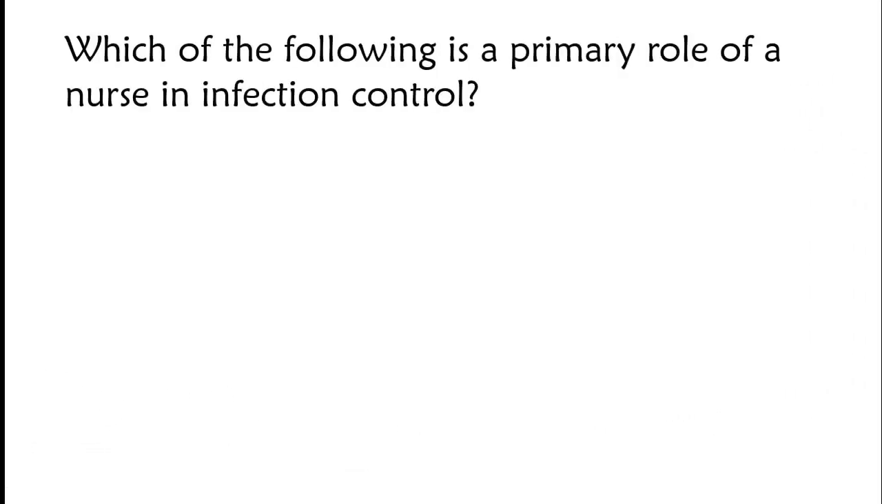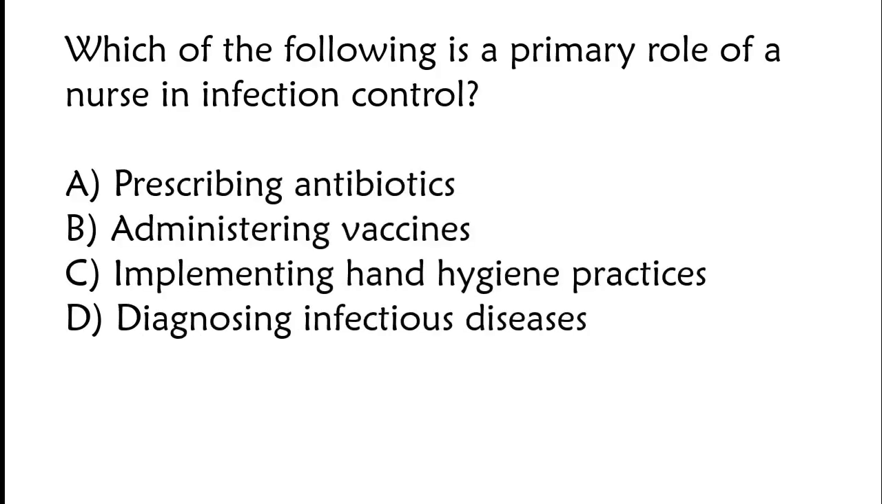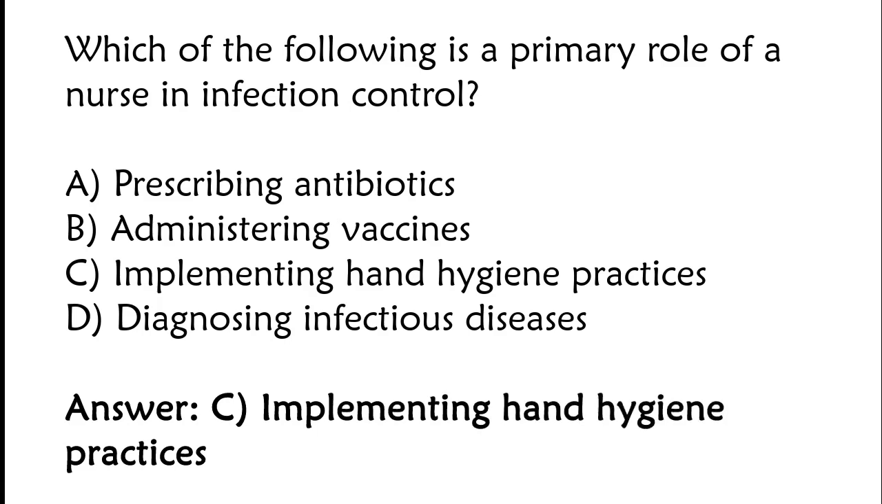Which of the following is a primary role of a nurse in infection control? Prescribing antibiotics, administering vaccines, implementing hand hygiene practices, diagnosing infectious diseases. The correct answer is option number C, implementing hand hygiene practices.